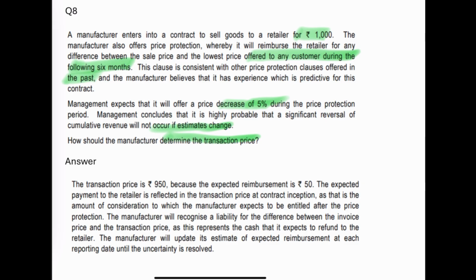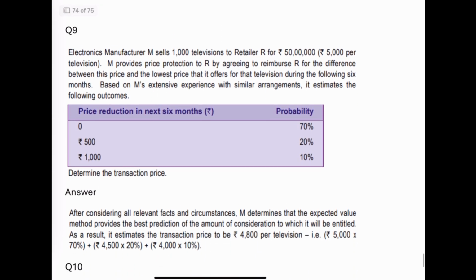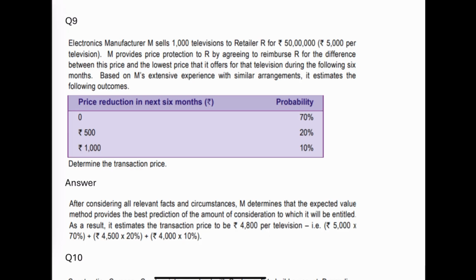So this is also almost a similar example. Even though your initial price is 1,000 rupees, it is probable that you will give a 5% discount. So your transaction price will be only 950, and the initial consideration of 50 needs to be classified as liability. Okay, we'll move on to the next example.